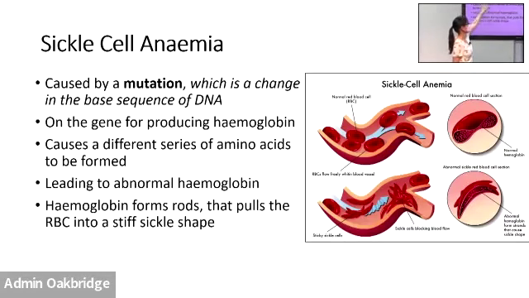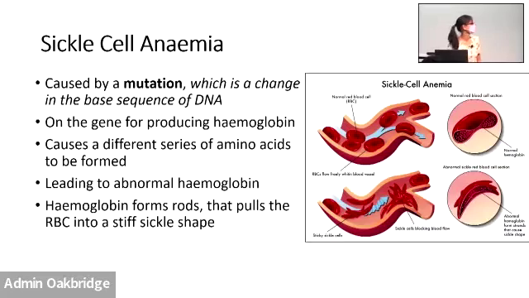So we know that genes code for amino acids being produced. So when you have a faulty gene, you have faulty amino acids. So this is what's happening, and the hemoglobin is abnormal. All right, so the hemoglobin will form rods and pull the cell into a stiff sickle shape, just like this.